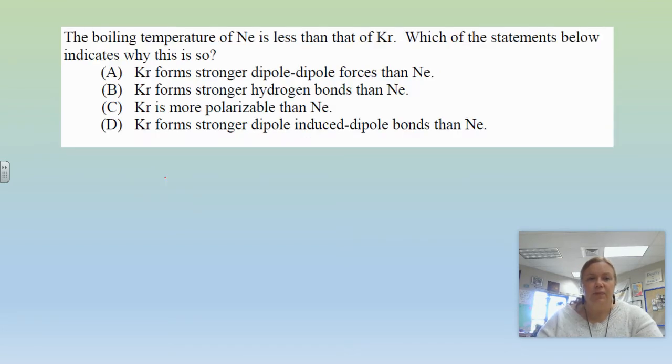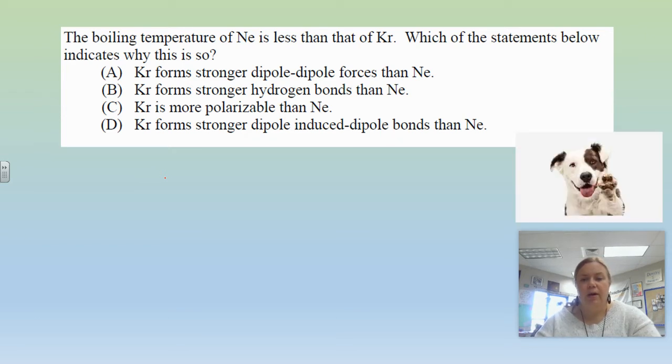Let's look at question 2. The boiling temperature of neon is less than that of krypton. Which of the statements below indicates why this is so? Pause and take a minute.